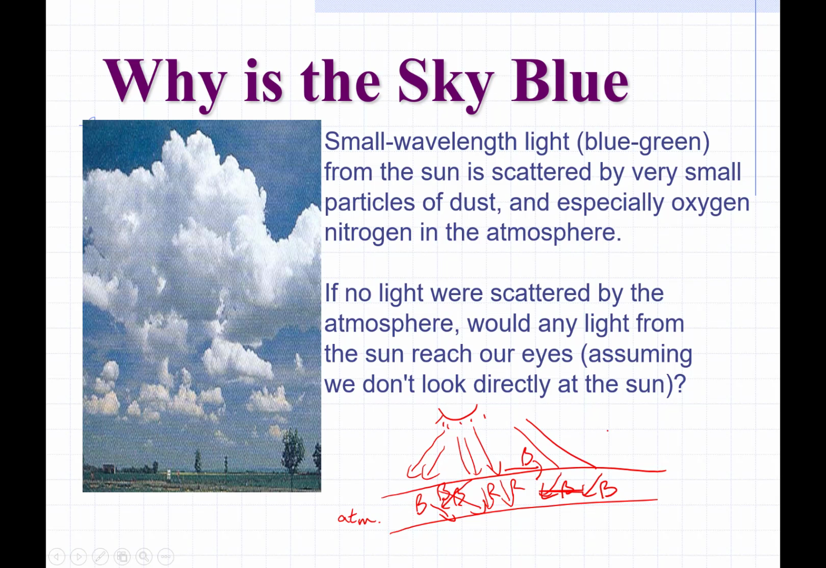It's also why sunsets look red and yellow, because a lot of the blue light is scattered away before it reaches us. For example, we're over here. Most of the blue light will already be scattered away before it reaches us, and so we'll see more red.